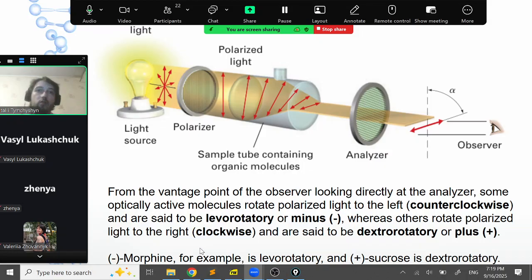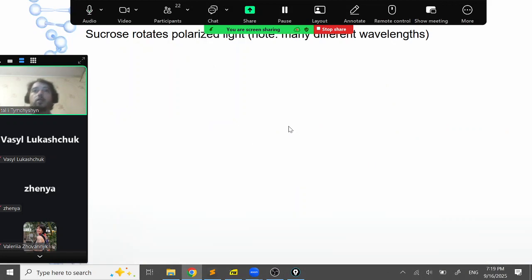Is it rotating light to the left, to the right, and what is the angle of rotation? So for example, morphine is levorotary. Sucrose that we all eat is dextrorotary. So if you have some sort of polarizers and a tube, you can play around with just ordinary sugar and see the rotation.